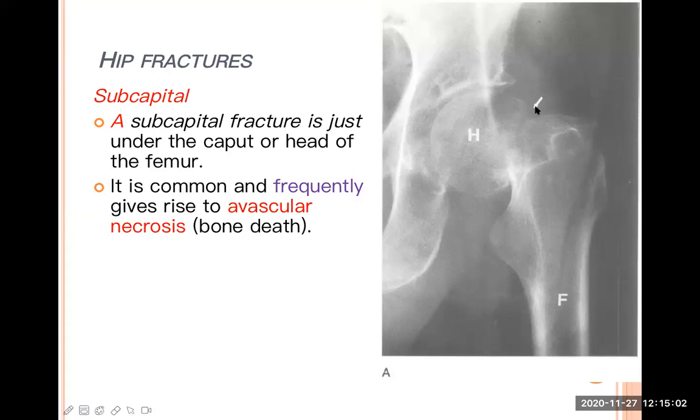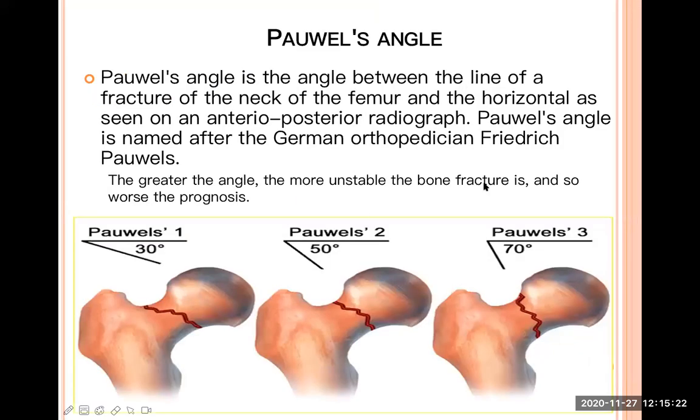Now let's focus on this X-ray here. This small white arrow is shown here, and you can see there is a fracture line there. Okay, you see there is a line. So there is a subcapital fracture. This F is femur, this is head of the femur. Now there is one important term you need to know, that is Powell's angle. Now, what is that Powell's angle all about?